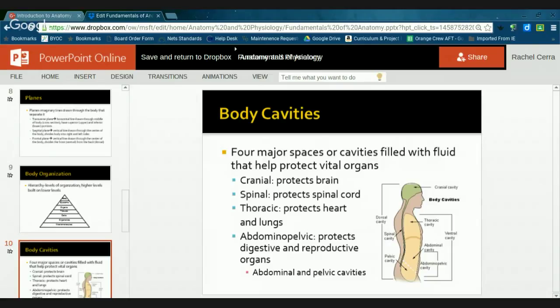So, 4 major cavities. The first one is the cranial cavity, and that's pretty self-explanatory. It's going to protect your brain. Then you're going to have your spinal cavity, which is going to protect your spinal cord. Again, that one's fairly simple. Then you've got your thoracic cavity, which is going to be your chest cavity.